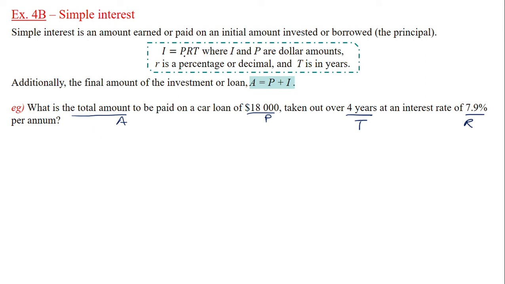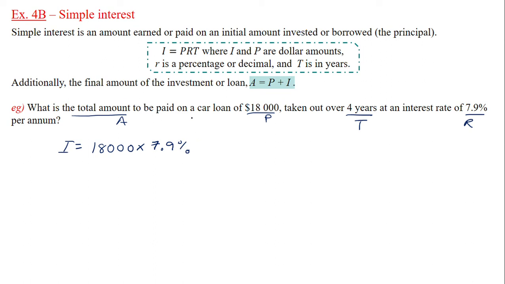So we're going to substitute into the formula first. I equals PRT, where P is $18,000 times the interest rate of 7.9%. Now, whether you're on a scientific or a CAS calculator, you can literally input this percentage symbol and it will convert the 7.9 to a decimal for you. I would recommend just using the percentage symbol.